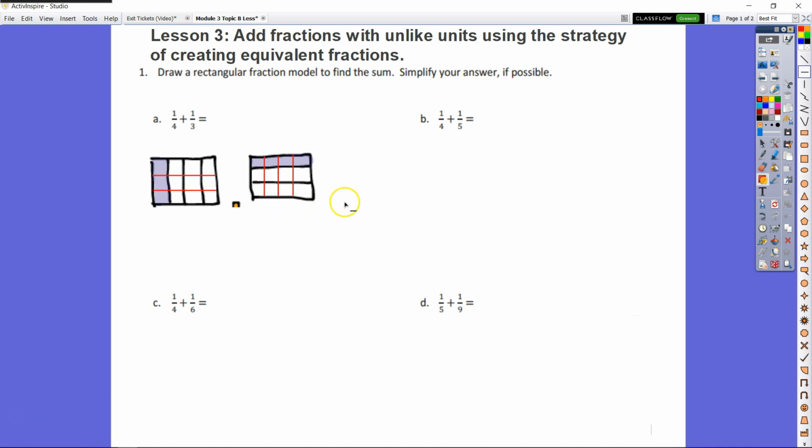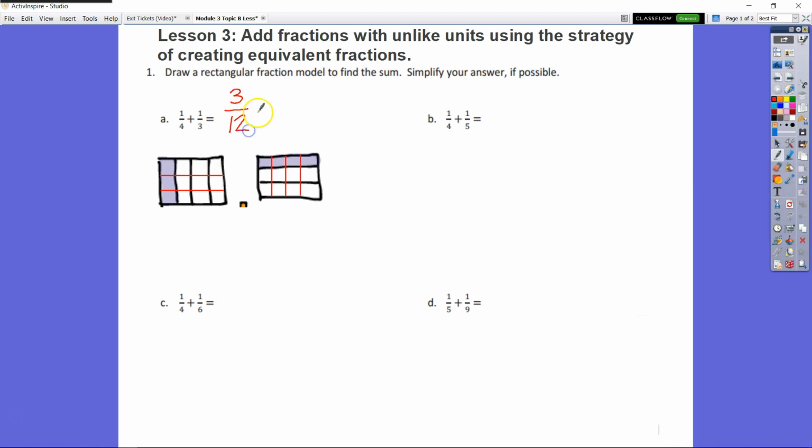So now if you notice, we went from having 1/3, and now we have 1, 2, 3, 4 out of 12. And this is now 4/12 plus, now instead of having 1/4, which we had originally, we have 1, 2, 3 out of 3, 6, 9, 12. So when we add these together, we know that 3 plus 4 is 7.